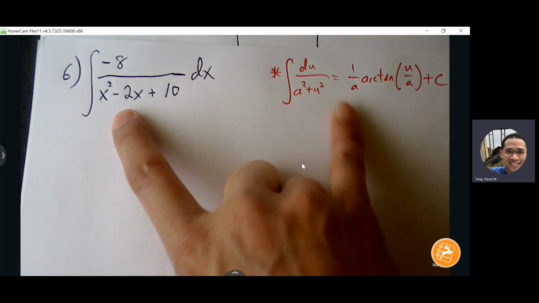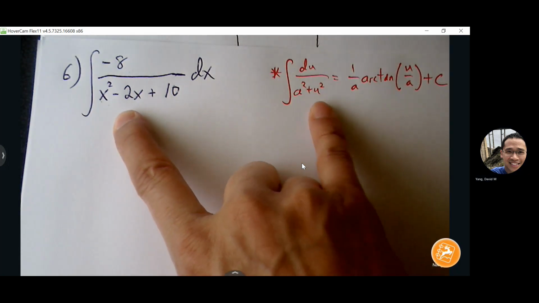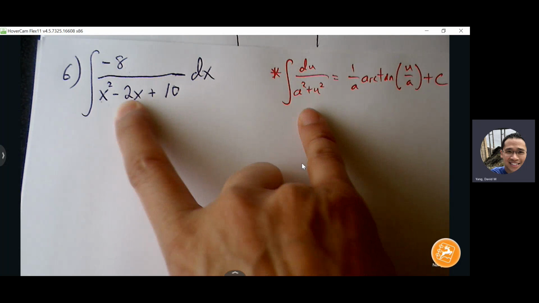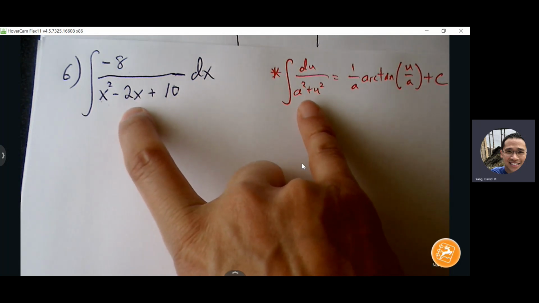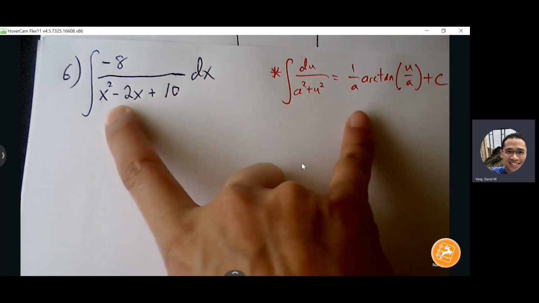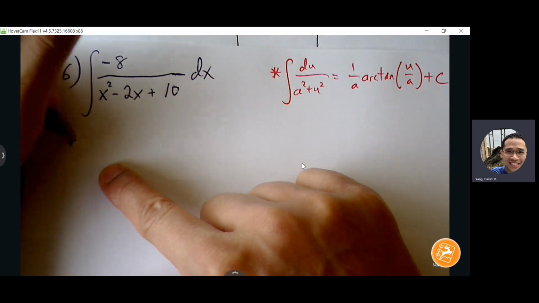Right, but before we can get into this form, we have to do a little bit of cleanup or rewriting so that we can get our a and u value a little bit easier for us to identify, because right now it's hard to see what the a and u value are. We have to complete the square.